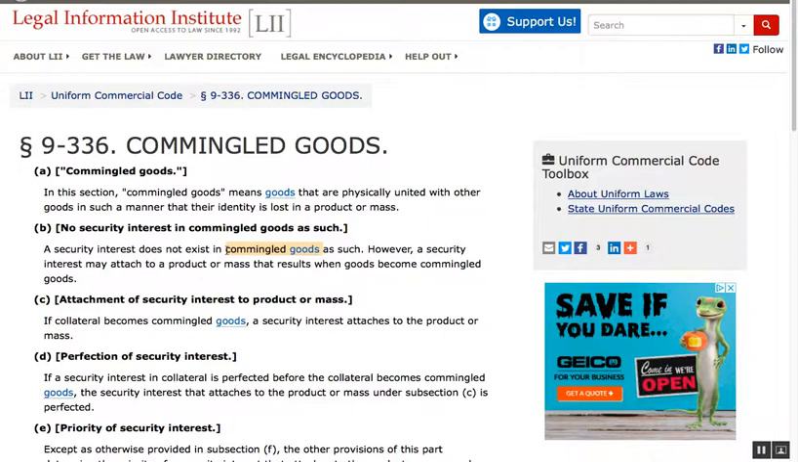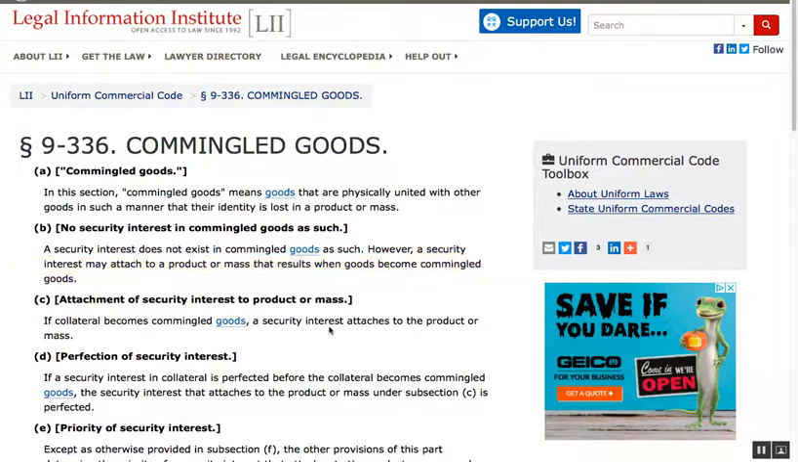You no longer have a security interest in the eggs. No one has a security interest in the flour. Instead, the security interest attaches to the cake, to the commingled good as a whole, this new good. A security interest may attach to a product or mass that results when goods become commingled goods.